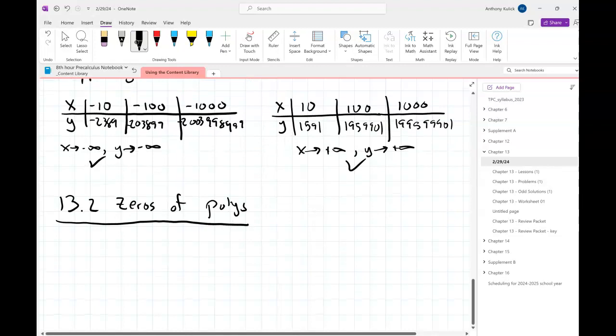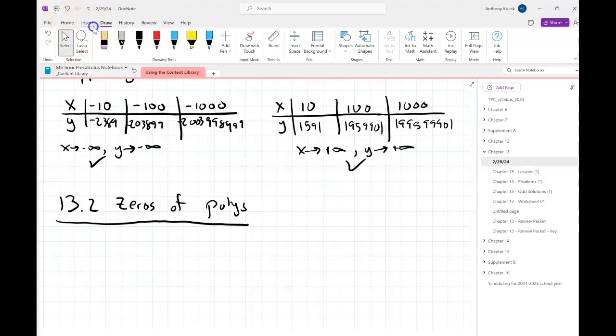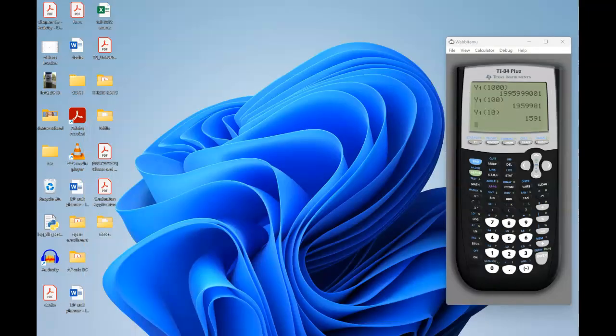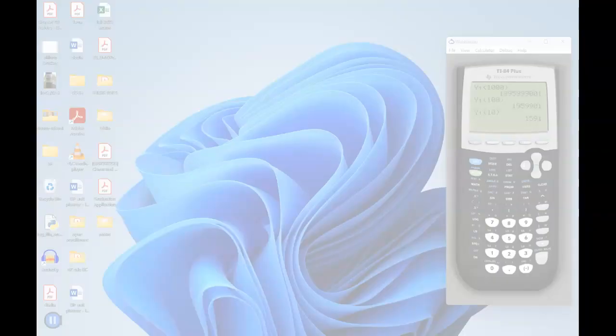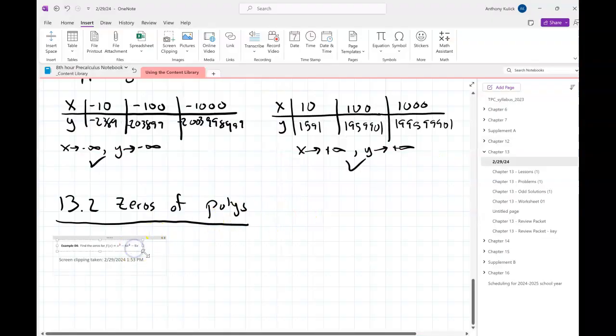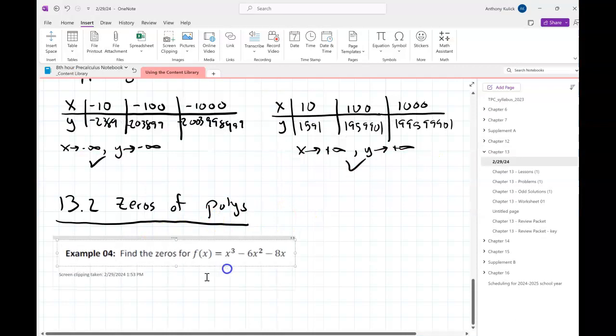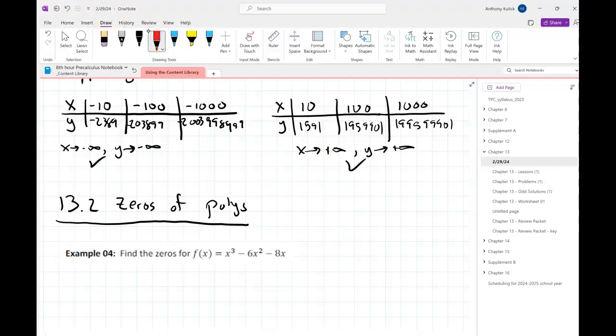So the next thing we're going to talk about is trying to find the zeros for these polynomials algebraically rather than having to graph this with our calculator. What if Mr. Kulik walked by your desk with a hammer in his hand and just smashed your calculator in front of you? How are you going to find the zeros for that polynomial now? Well, we're going to show you.